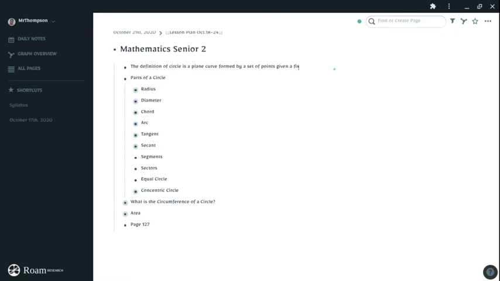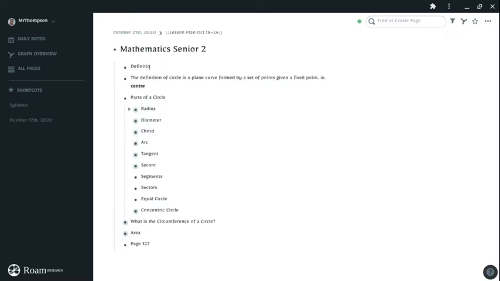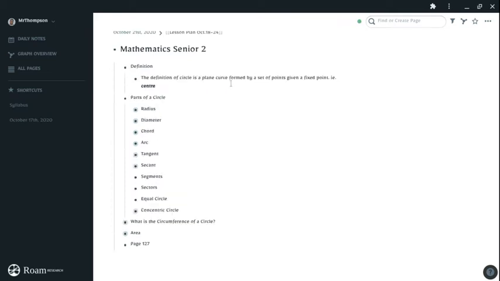And what would that fixed point be? The center. Right. Center point, i.e. the center. There we go. Nice. Okay, i.e. let me put just center. All right, there we go. Now that we know the definition, let me put that down. So when you see on an exam, which is next week, what is the definition of a circle? You just say it's a plane curve formed by a set of points given a fixed point, the center.